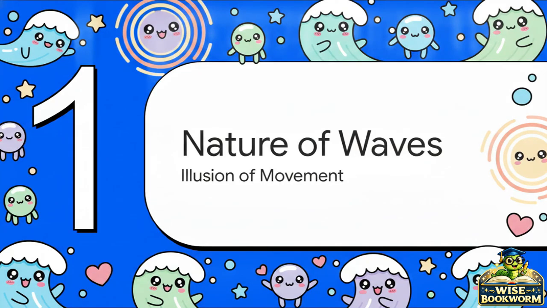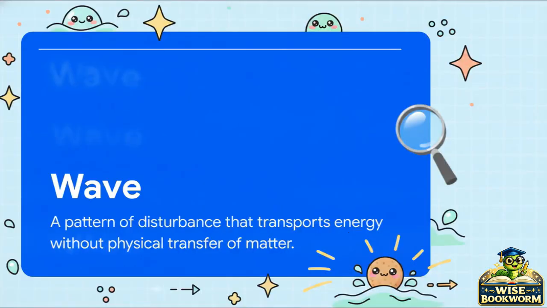Section 1. The nature of waves and the illusion of movement. So we really need to redefine what we're actually looking at when we watch a wave move. Let's go back to that pond. If you were to toss a small cork onto the disturbed water, what actually happens? Well, the cork doesn't surf the wave all the way to the edge of the pond. It merely bobs up and down in the exact same spot.